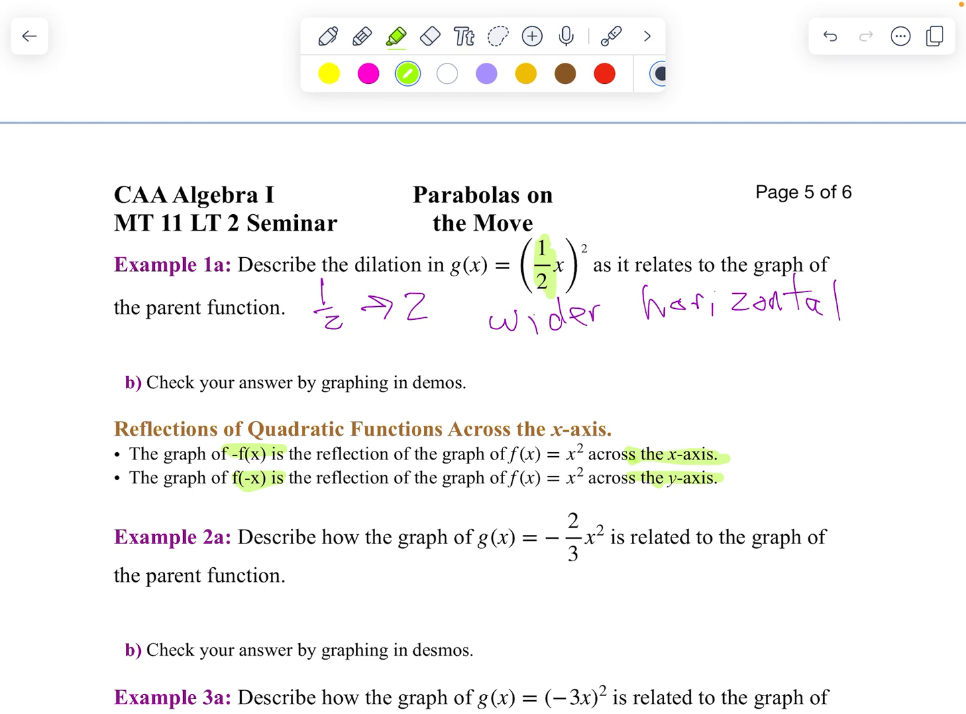So what happens here? I'm multiplying by negative 2/3. So I'm going to flip over the x-axis. So in other words, it's going to be going down. It'll be a sad parabola. And then it's going to make each y value multiply by 2/3.